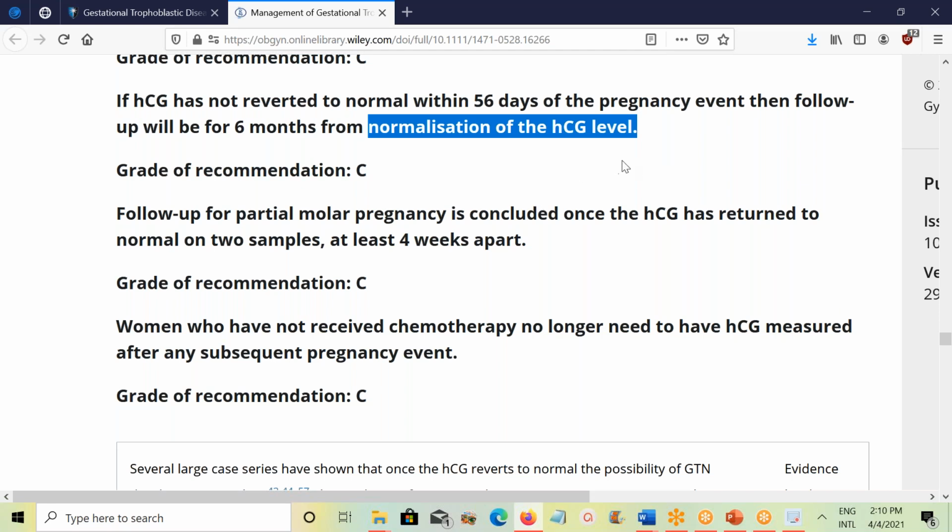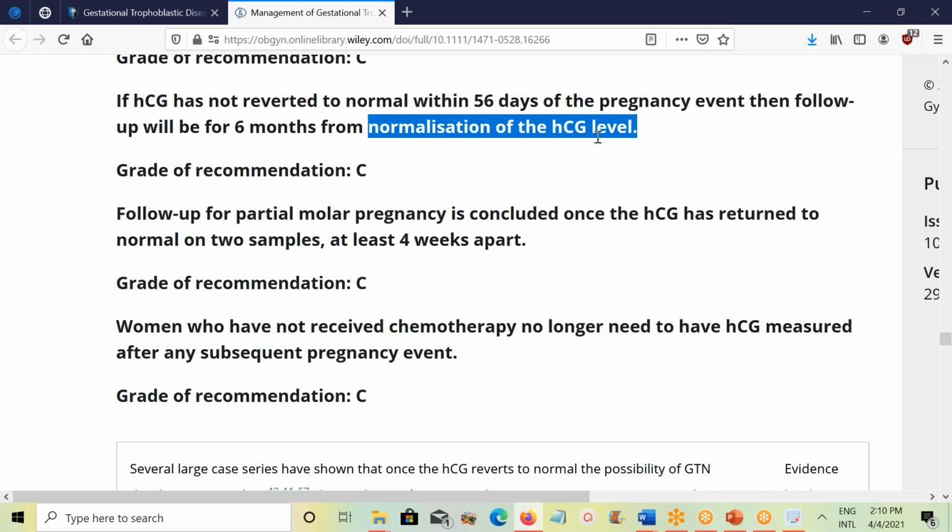Okay. Till that point, we have to provide her follow-up. We have to follow up for 6 months from the normalization of the HCG. Now today it has become normal. Still for 6 months we are going to follow her up. Then we will stop the follow-up. Okay, that is the point.